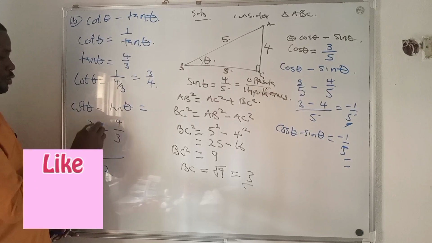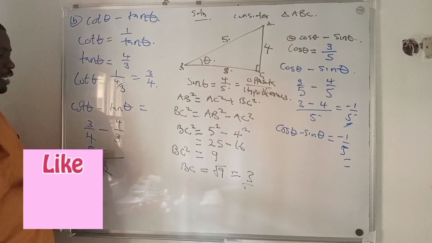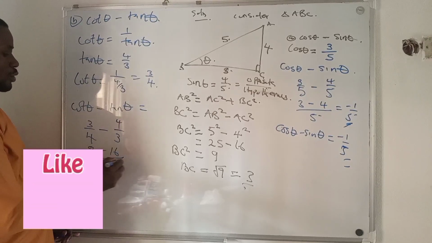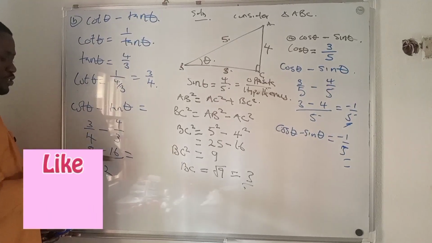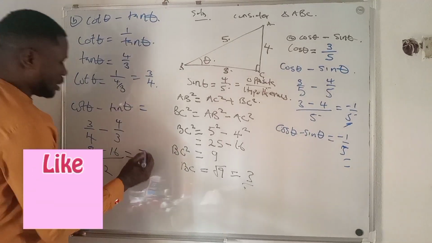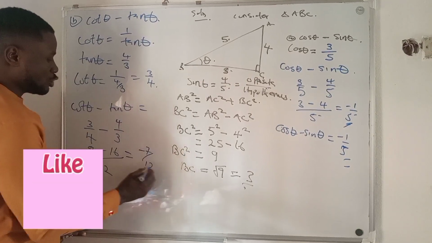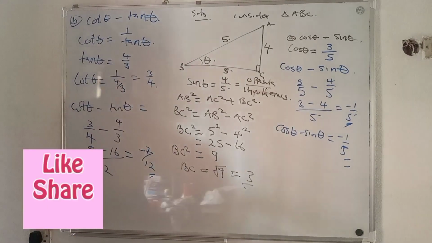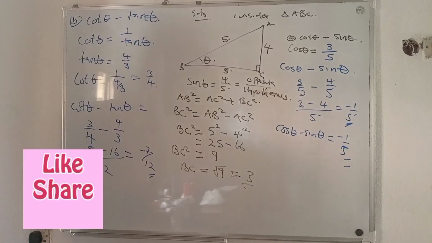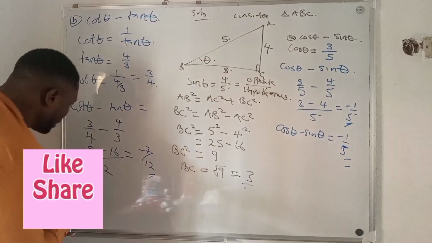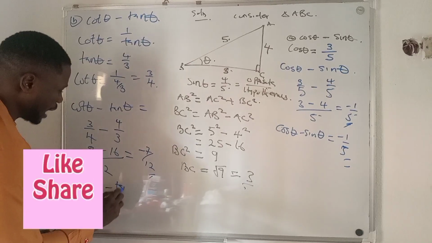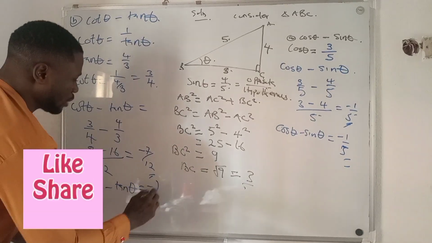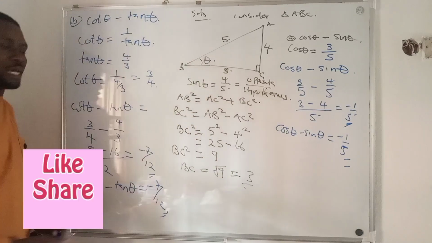3 times this will give you 9. You break down your minus sign. 3 into 12 is 4. 4 times this will be 16. You now say 9 minus 16. 9 minus 16 will give you minus 7 all over 12. So the answer will be minus 7 all over 12. Therefore, cot theta minus tan theta is equal to minus 7 all over 12. That will be the final answer.